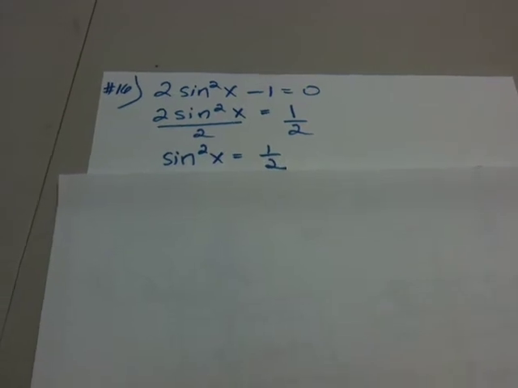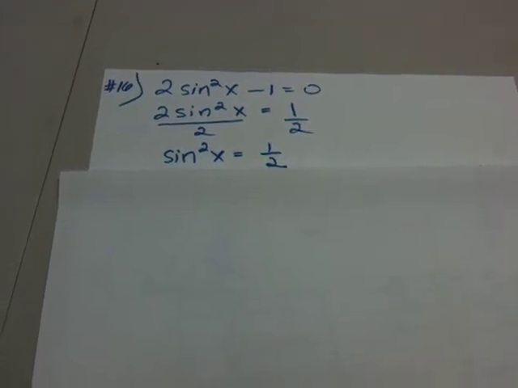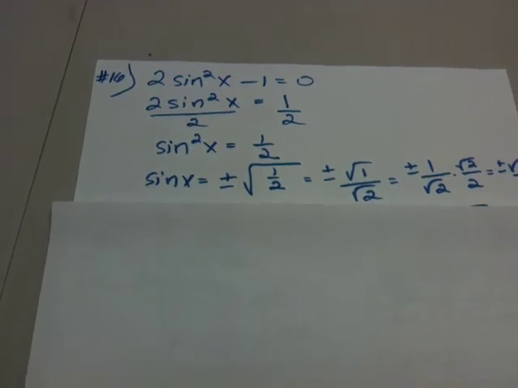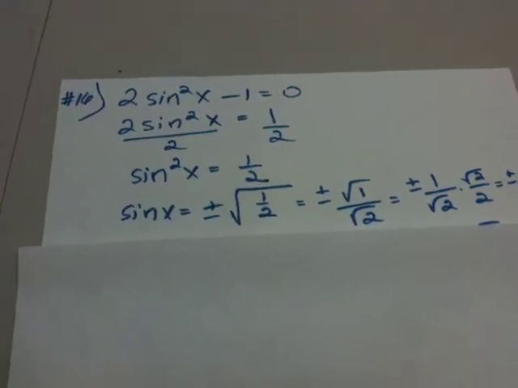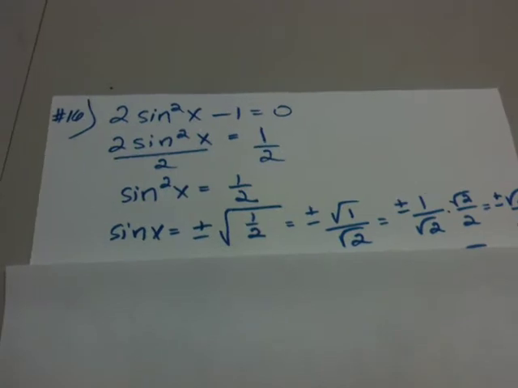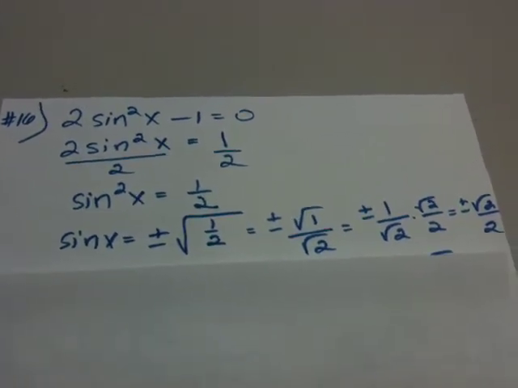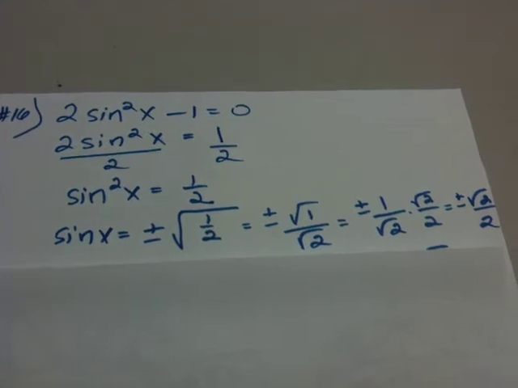Now here's the part where some people are still having some problems. Once you know that sine squared of x equals a half, we're going to take the square root on both sides. So this is where it looks a little bit longer. Sine of x is going to be plus or minus the square root of a half. If I use my properties of radicals, I can rewrite this as plus or minus the square root of 1 over the square root of 2.